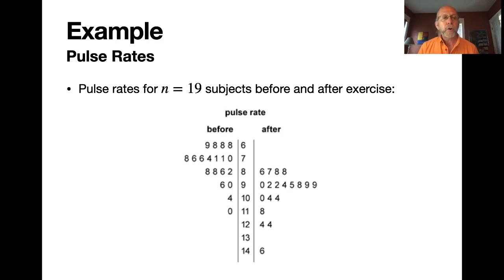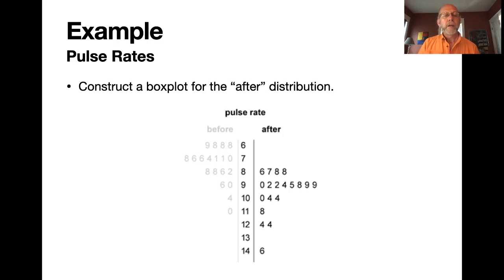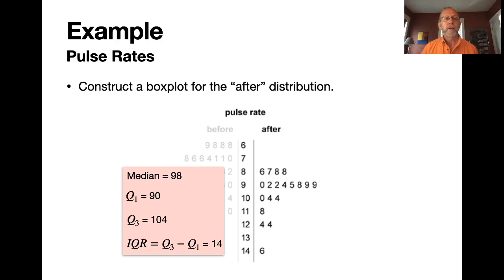I want to show you how these work by looking at an example. This is a back-to-back stem plot showing pulse rates for 19 subjects both before and after a period of intense exercise. So I want to use the distribution of pulse rates after exercise to construct a box plot. So how does that work? Well, the box plot is going to need the median and the quartiles of the data. And so I've gone ahead and calculated those here, just according to the techniques we've already seen. So pretty simple to do by hand.